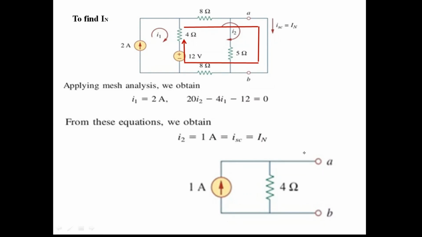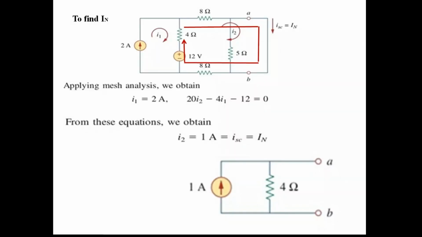Therefore, the Norton's equivalent of the circuit is given by a current source of magnitude 1 ampere, that is the Norton's current, in parallel with a resistance of Rn, which is the same as the RTH which we have found out. Therefore, the equivalent circuit of this one is represented in this way. Now, this is how we find this.